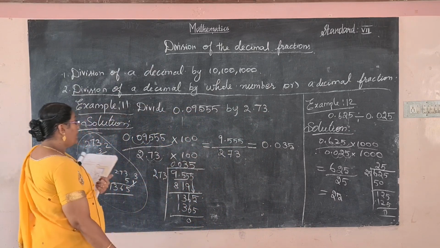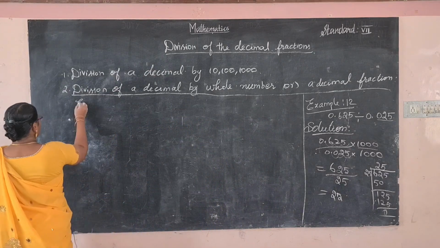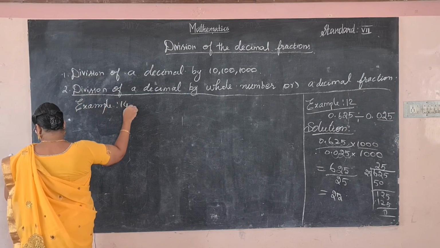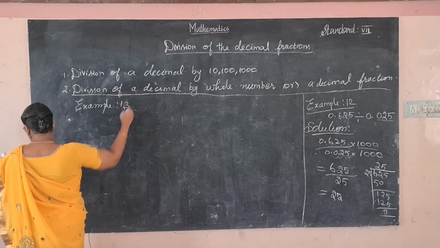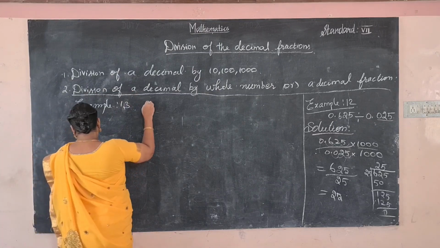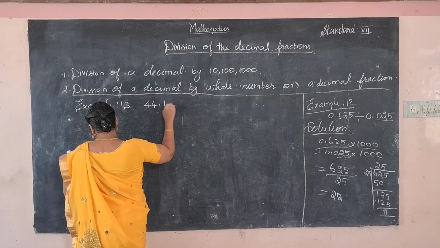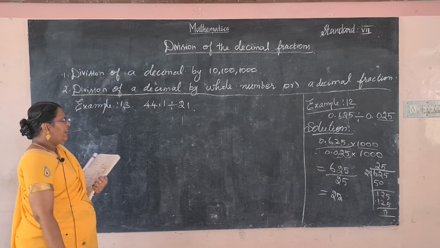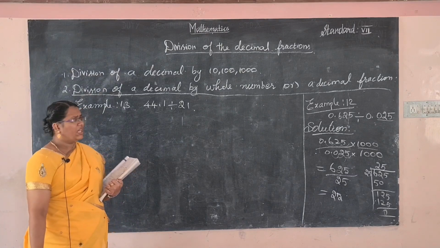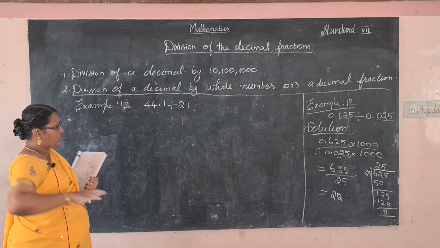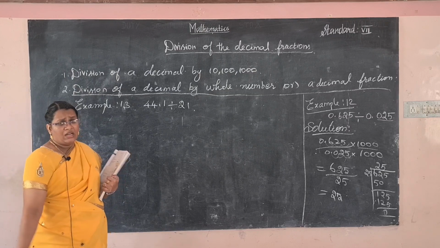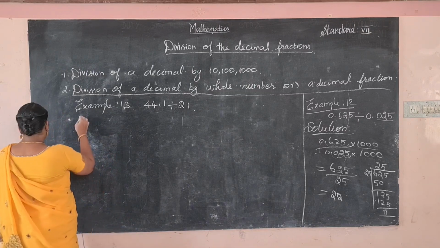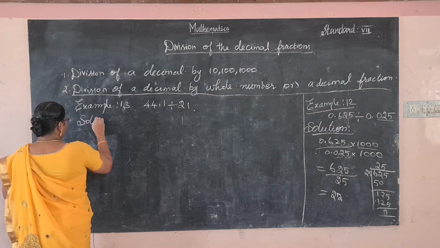Okay. And next, example 13. Find 44.1 divided by 21. Okay, here we have used the direct method. Here the denominator, the divisor, is not a decimal fraction, here it is a whole number. So we use the usual, that is, the direct method.